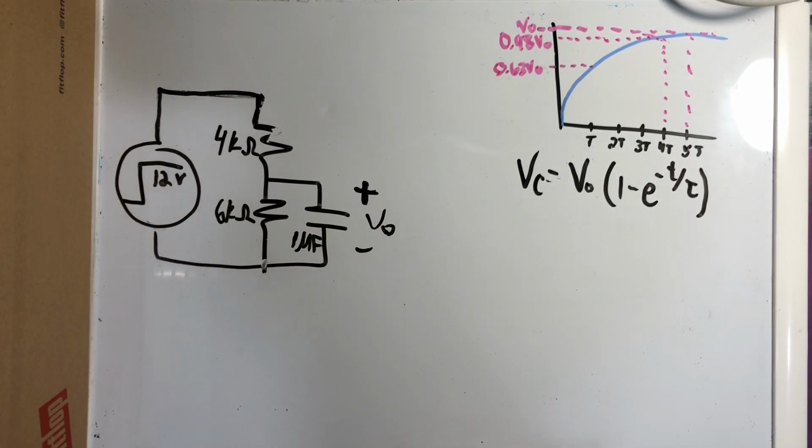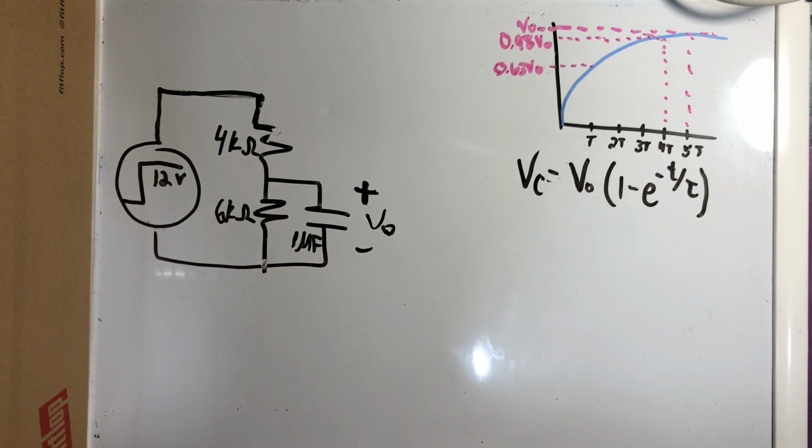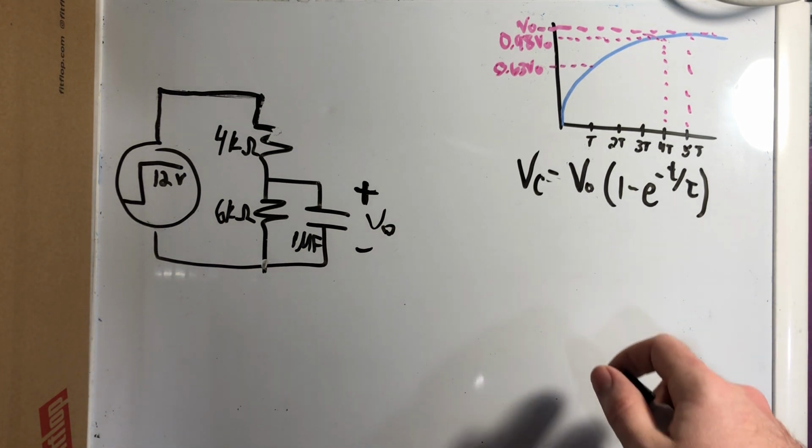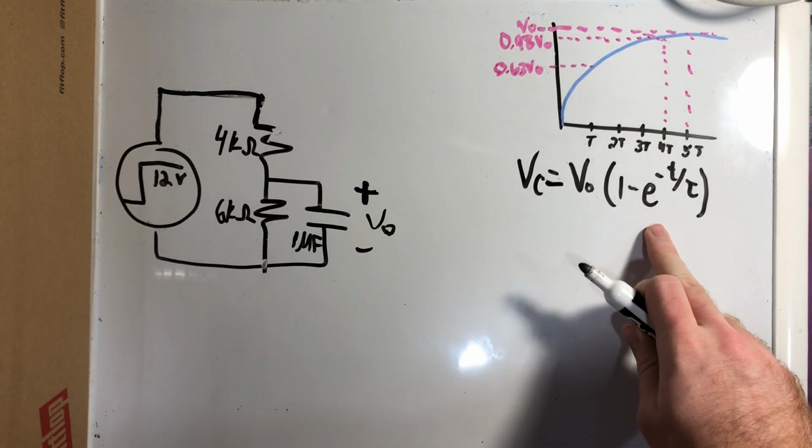Here's a quick video on a circuit I came across recently in a homework problem. So you're given a step input of 12 volts to this circuit and you want to find the voltage across the capacitor here. And you know from circuit theory the voltage across the capacitor is this equation here.